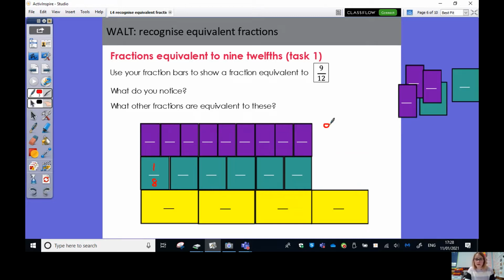So I have 9 twelfths and 6 eighths so far. And then on the bottom, I have 1, 2, 3, 4 parts. So I know that's in quarters. 1/4, 2/4, 3/4 is the same size as my 9 twelfths.